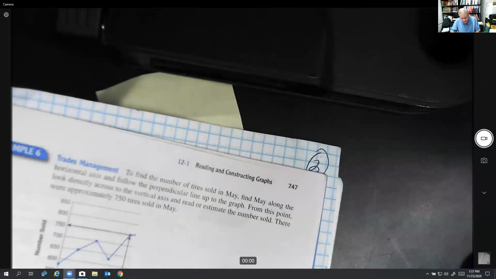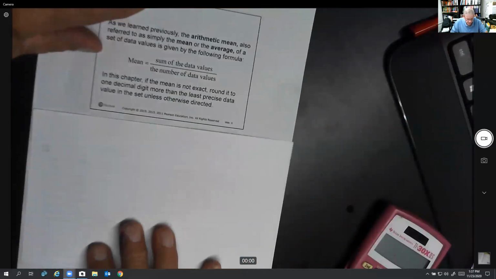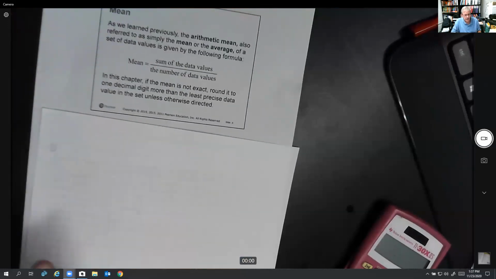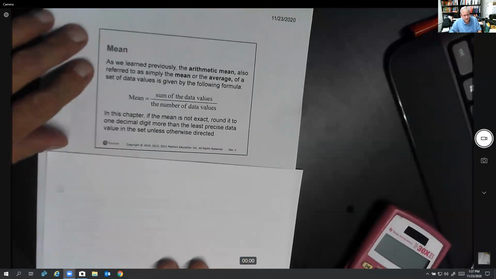I don't think yours will be even as difficult as those. The next thing we want to look at is measures of central tendency. I'm going to make this very big. The first one is the mean. There are 3 measures of central tendency: mean, median, and mode.